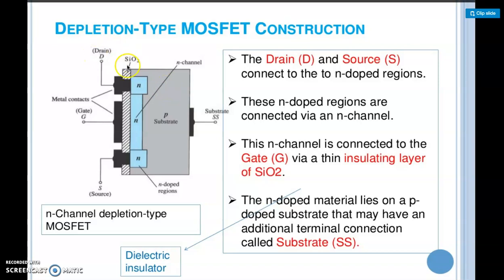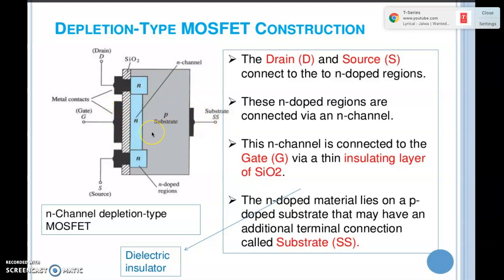This SiO2 layer is between two conductors. One is the gate terminal, the other is the semiconductor part. Semiconductor is also a conductor. Between the two conductors, one SiO2 insulator is there. An insulator is nothing but a dielectric. Hence we have capacitor action formed between the two metallic parts. These are the two metals and this is the dielectric, so it acts as a capacitor.